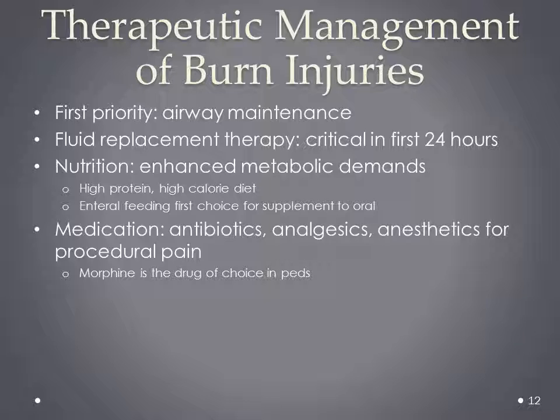So what kind of medications are we going to use in the emergency period? We're going to use antibiotics, lots of analgesics, and we also use anesthetics for the procedural pain of removing dead skin, debridement. We'll talk about that in a minute. Now, what kind of pain medicine do we need to use for our pediatric patients? We prefer morphine for burned children. So morphine is the drug of choice in burned pediatric patients.